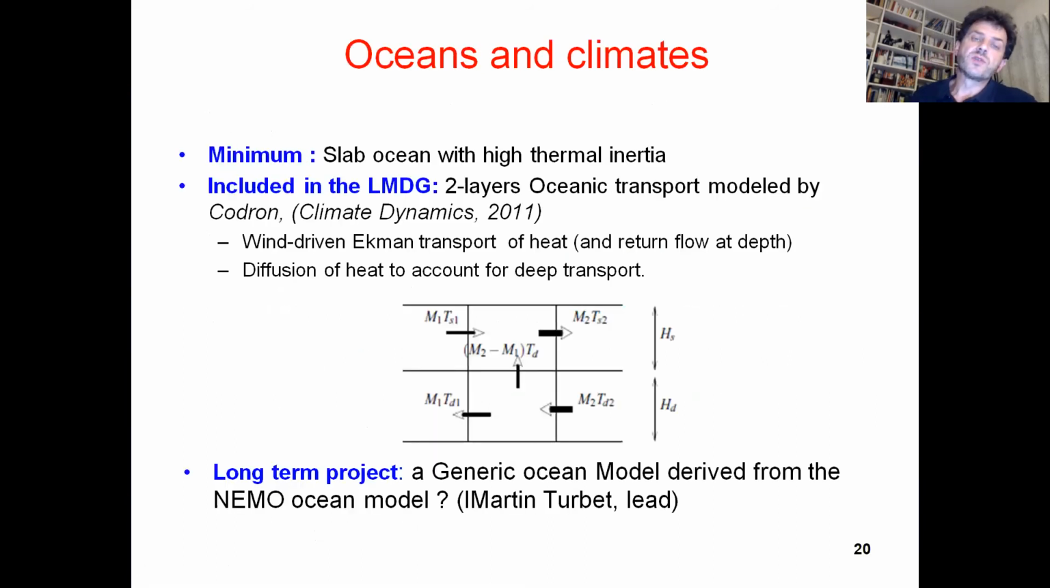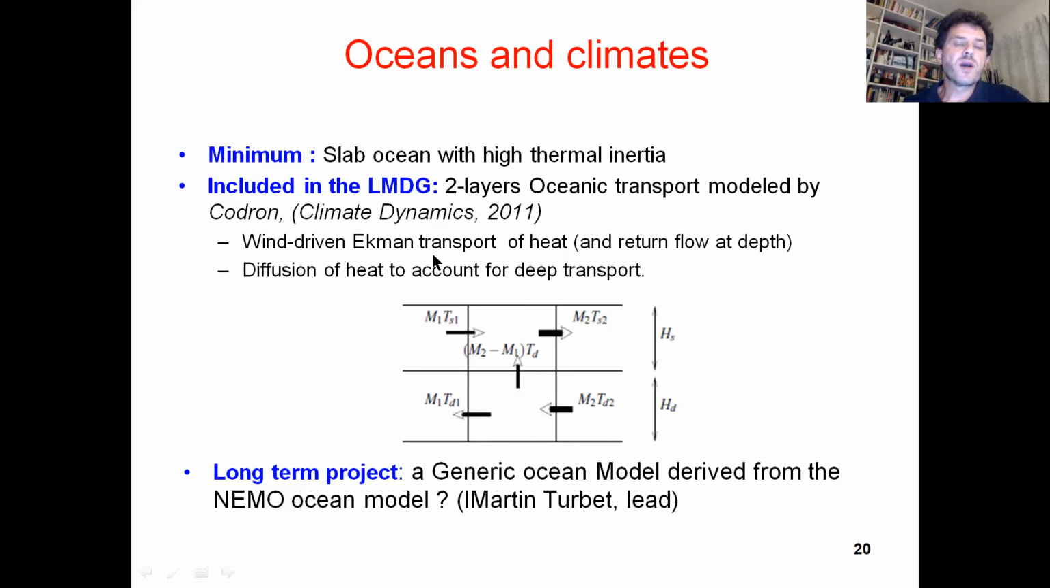Another challenge is to take into account oceans, when you have a lot of volatiles. If we have to take that into account, we perform some simulation. At the minimum, you can always put a slab ocean with a high thermal inertia to represent the ocean quite well. What is included in our model right now is something a little better than that. It's what we call the two-layer oceanic transport model. It was published by Francis Codron in Climate Dynamics in 2011.